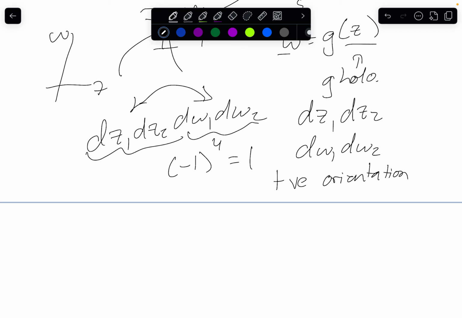Yeah. Or less than or equal to, because you can have degeneracies, or tangencies, but yes.